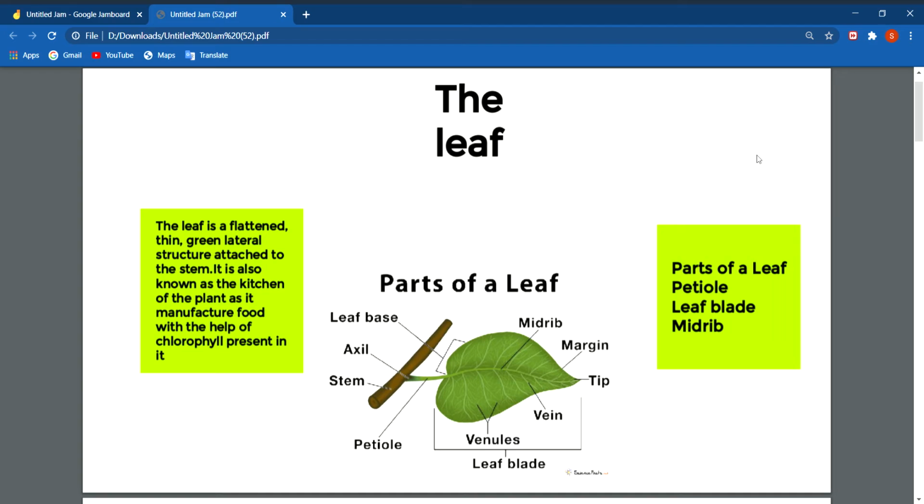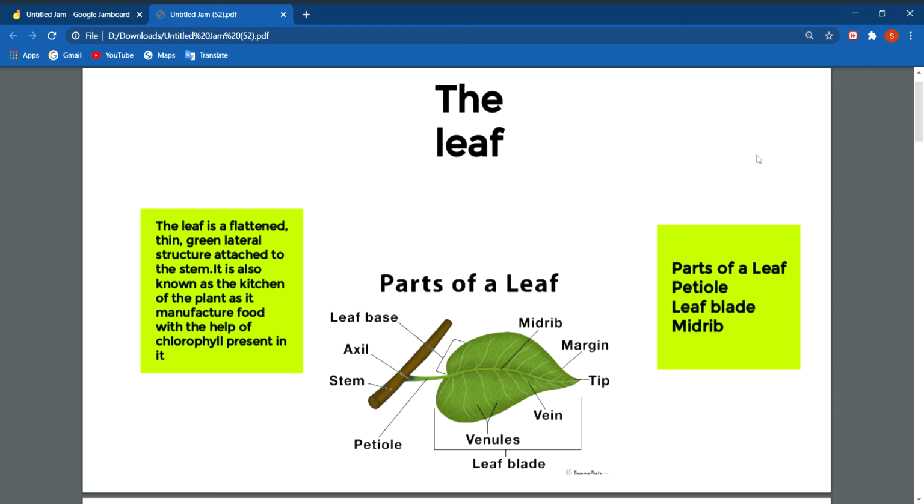Now we shall take the leaves. You must have seen green leaves on the tree. What are leaves? Leaves are the kitchen of the plant. There are many flattened, thin, green lateral structures attached to the stem. These are what? These are leaves. They are the kitchen of the plant as they manufacture food with the help of chlorophyll present in them.